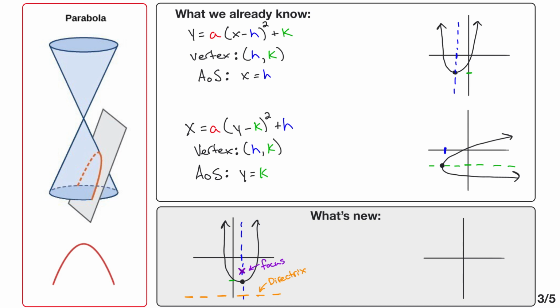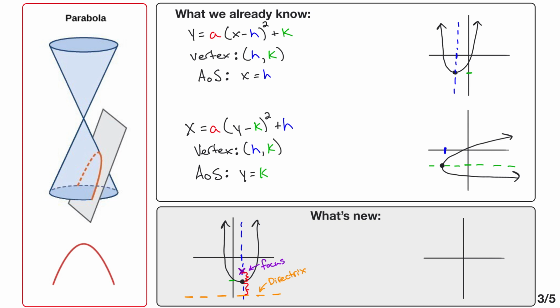And most importantly, the distance between the vertex and the focus, whatever that distance is, is going to be the same as the distance from the vertex to the directrix. So this distance and this distance are the same. Whatever this distance is going to be equal to this distance.